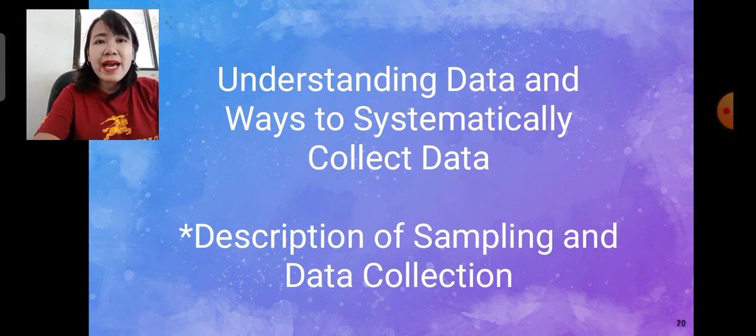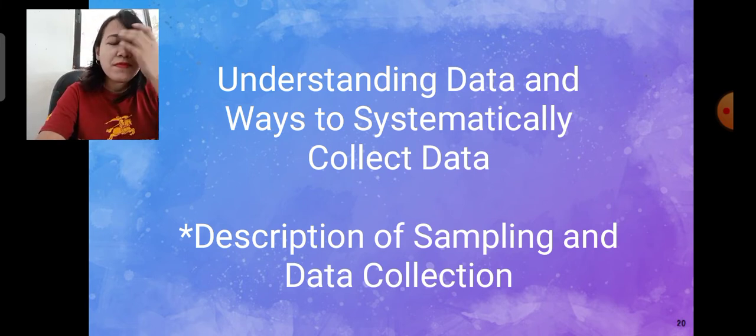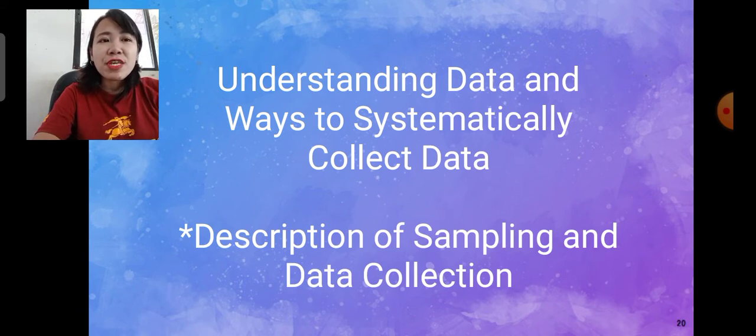So, iyon yung pinaka-highlight ng lesson natin. Under niya, yung ating lesson is the description of sampling and data collection. Saan po ba pumapasok itong description of sampling and data collection? Ito po ay under ng chapter 4, which is the presentation and interpretation of data. So, ang sakop niya is yung respondents, yung mga results, outcome, feedback ng inyong research study.